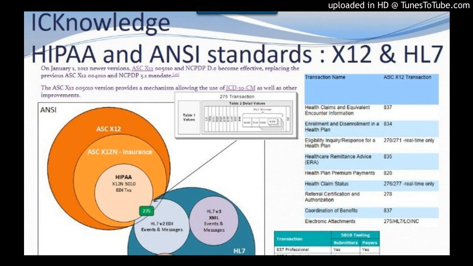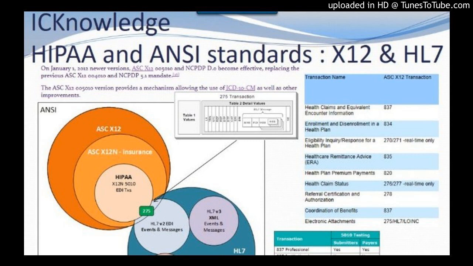What is Omnibus Rule? The HIPAA Omnibus Rule, Health Insurance Portability and Accountability Act of 1996 Omnibus Rule, in a Health Information Technology, HIT, context, is a rule enacted by the U.S. Department of Health and Human Services Office of Civil Rights, OCR, to modify the Health Insurance Portability and Accountability Act.